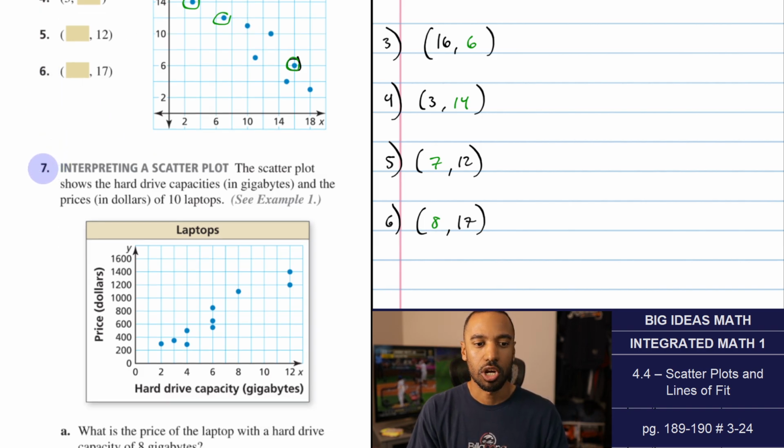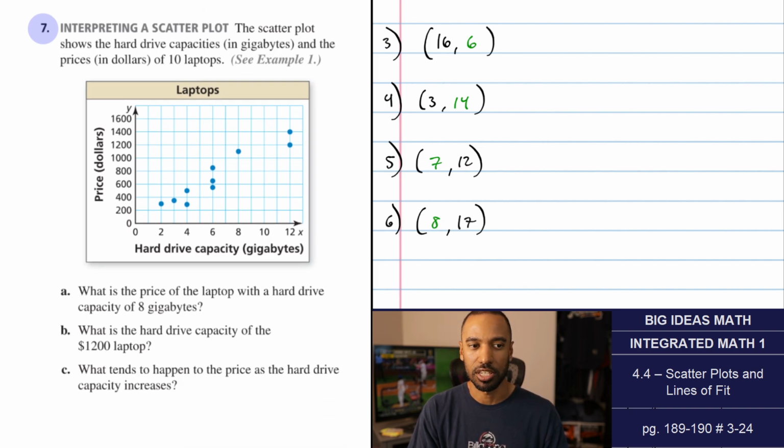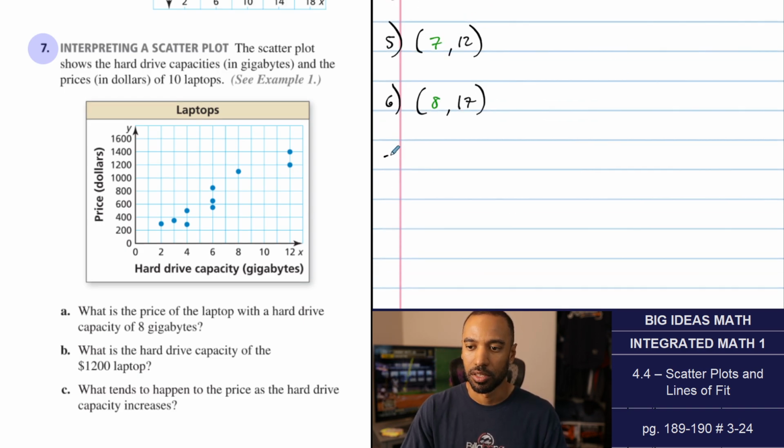Number 7, interpreting a scatter plot, says the scatter plot shows the hard drive capacities in gigabytes and the prices in dollars of 10 laptops. Okay. Let's see. So, hard drive capacity in gigs. We got 2 gig, 4 gig, all the way up to 12 gig here and how much they cost. $1,400 one, things like that.